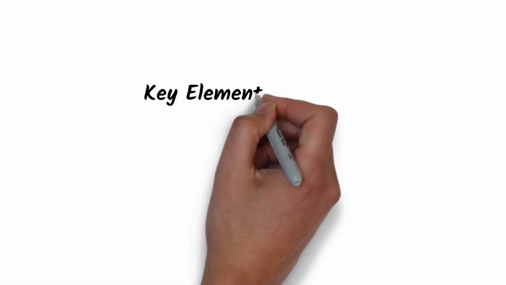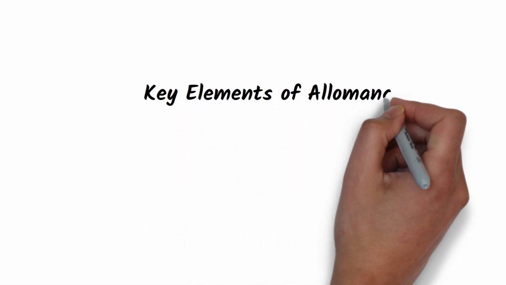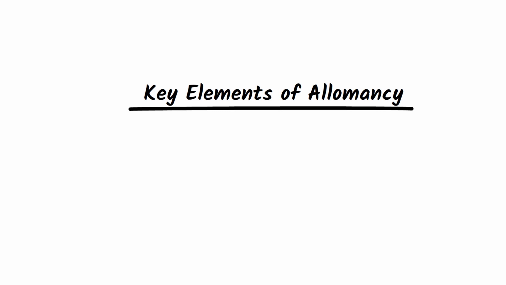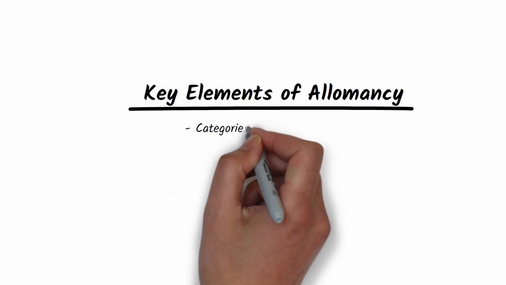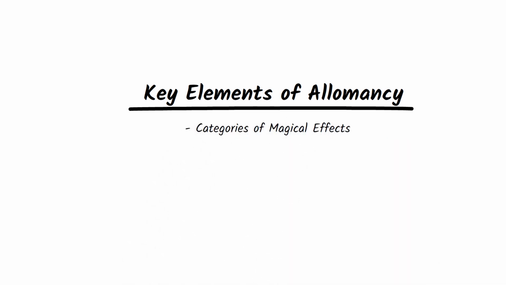And then after we identify the structure, we're going to talk about why it's cool and why you might want to use it. And finally, we'll close this video off by applying the structure to a brand new magic system. There are several key elements that make up the Allomancy magic system structure, and we're going to go through those one at a time, starting with the major categories of magical effects.